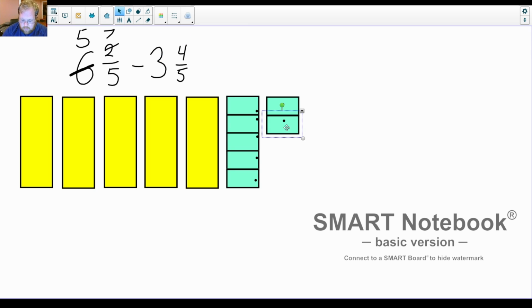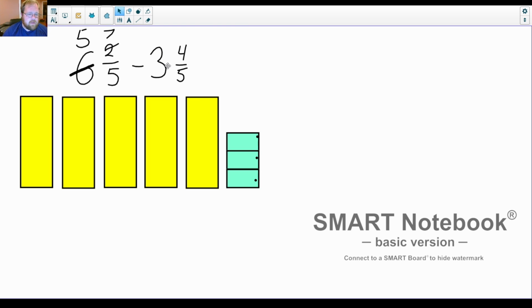Count with me. 1, 2, 3, and 4. So how many fifths do we have left? 1 fifth, 2 fifths, 3 fifths.